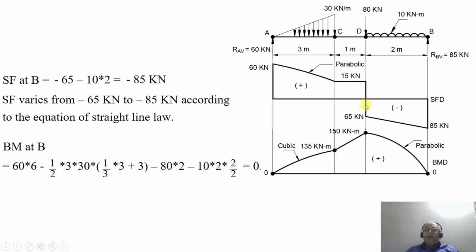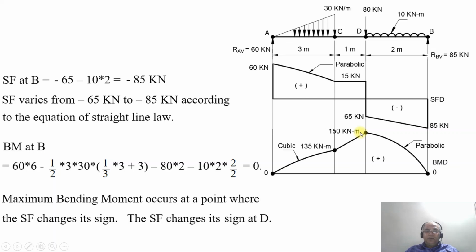So you can see at the point D, SF changes its sign from positive to negative. Therefore, at that particular point, you should have a maximum bending moment. So you can see that the maximum bending moment at this point will be plus 150 kilonewton meter. Maximum bending moment occurs at a point where SF changes its sign. SF changes its sign at D. Therefore, at that particular point D, you have a maximum of 150 kilonewton meter. So it is quite evident from the figure. This is how you will be able to get the final solution. Thank you.